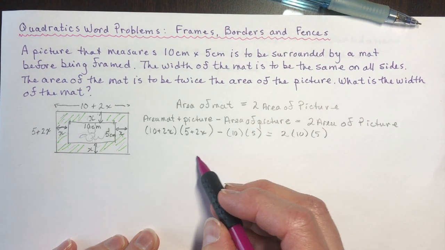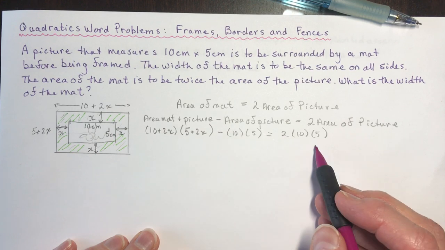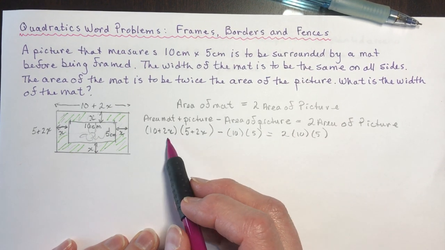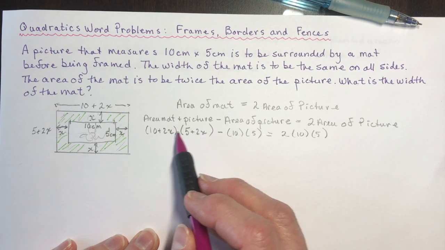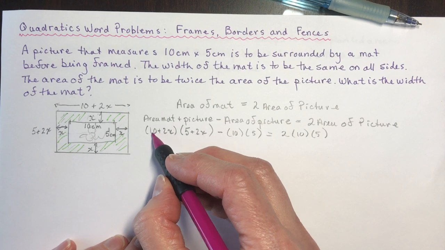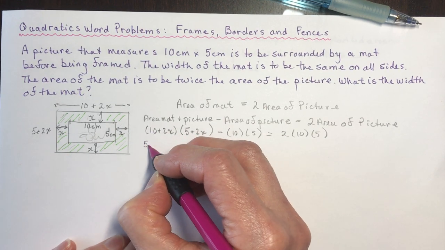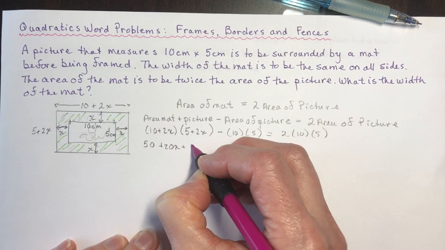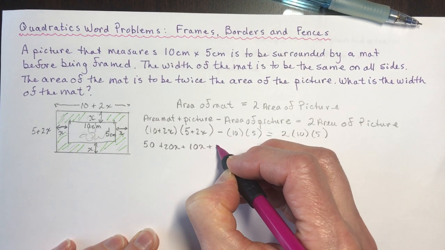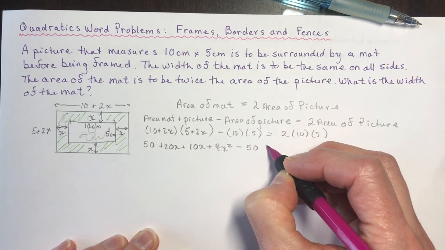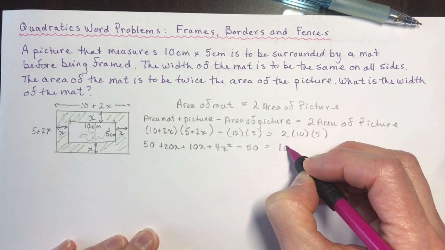Okay, so now I have an equation that I can expand, bring everything to one side, set it equal to 0, and you know you're going to end up with a quadratic because I'm multiplying 2 x's here. So let's expand everything out here. So I've got 10 times 5 is 50, and then plus 20x plus 10x plus 4x squared minus 50 is equal to 100.